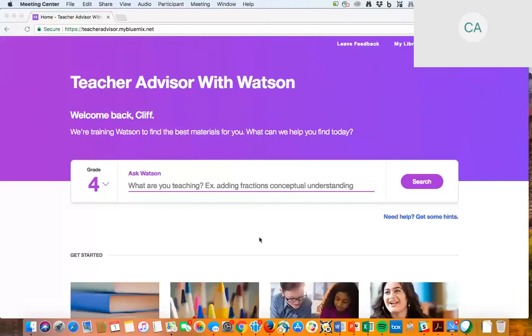So to bring this down to a more practical level and showcase how all this training of the Watson AI engine actually impacts the end user experience, let's go into Teacher Advisor and do a sample search. So we'll take the case of a fourth grade teacher who is just starting a unit with her students on adding fractions.